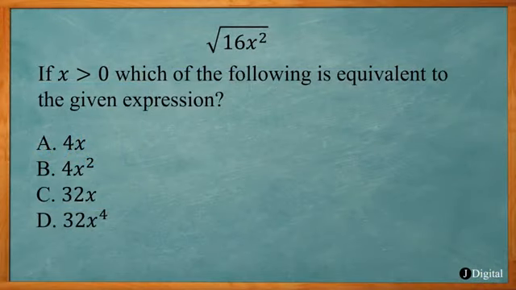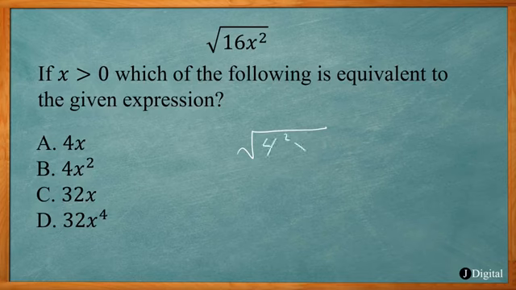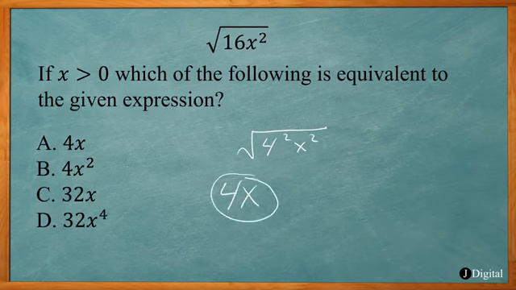So this problem says, if x is greater than 0, which of the following is equivalent to the given expression? Alright, so remember when we have a square root, you want to find things that are squared. So 16 can be written as 4 squared, and then we have our x squared. So anything squared comes outside the radical as a single one of those. So 4 comes out, and the x comes out, and there's nothing left underneath the radical, so the answer is just 4x. So answer A.